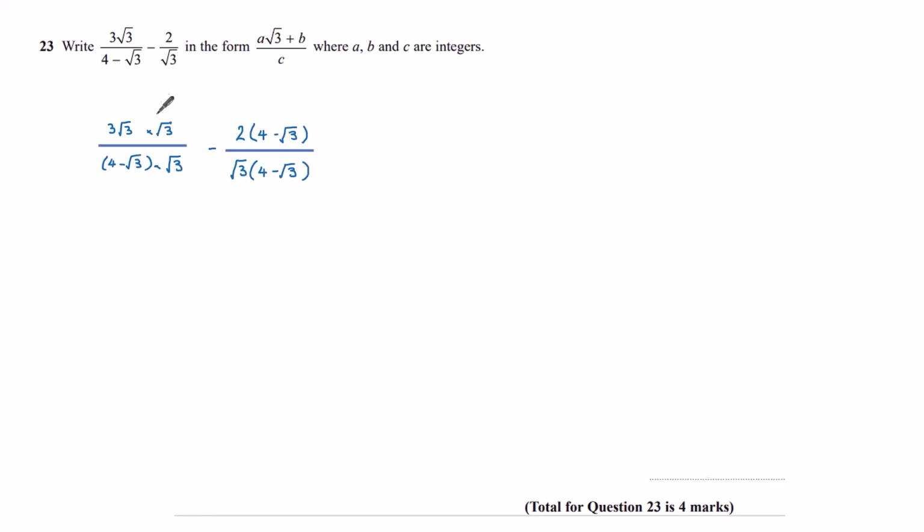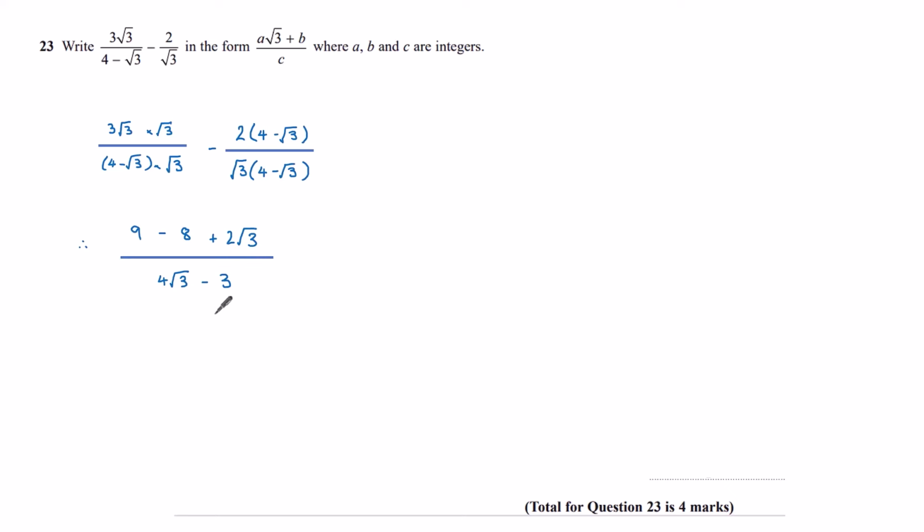a common denominator. And so doing that, that's 3 root 3 over 4 minus root 3 times root 3 over root 3, minus 2 over root 3 times 4 minus root 3 over 4 minus root 3. What I want to do now is simplify this. So 3 root 3 times root 3 is 9, and that's minus 2 times 4, which is 8, and then minus 2 times minus root 3 is plus 2 root 3. And my denominator is root 3 lots of 4 minus root 3. So 4 times root 3 is 4 root 3, and then minus root 3 times root 3 is minus 3.